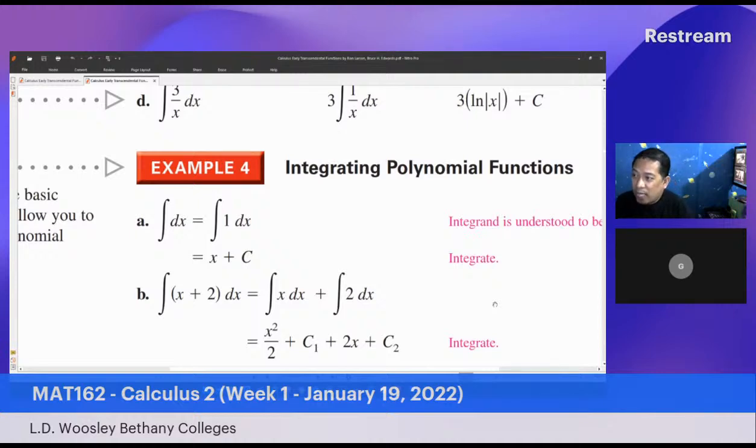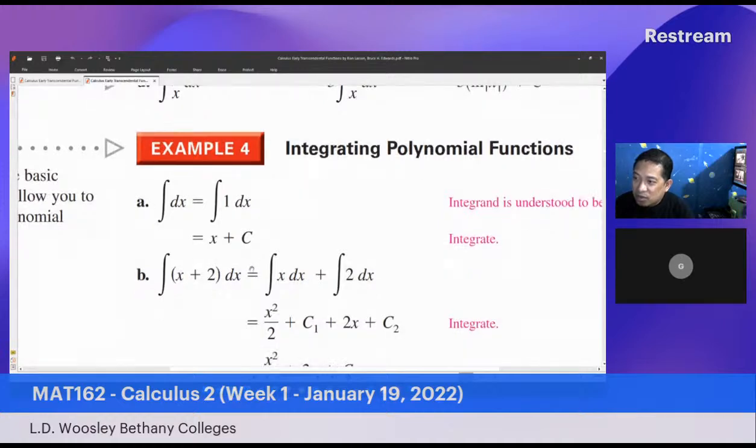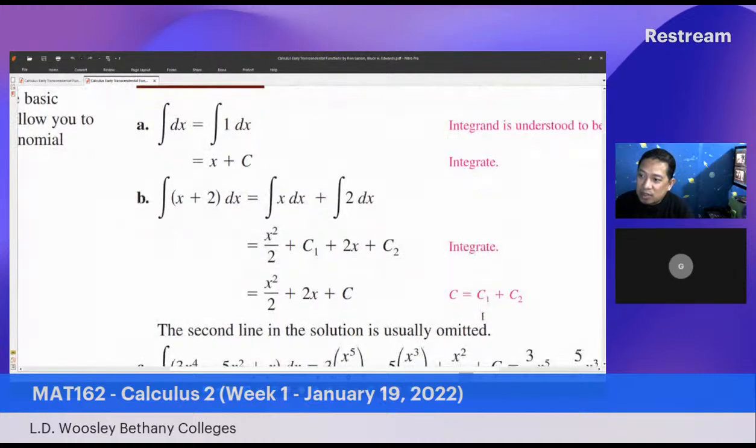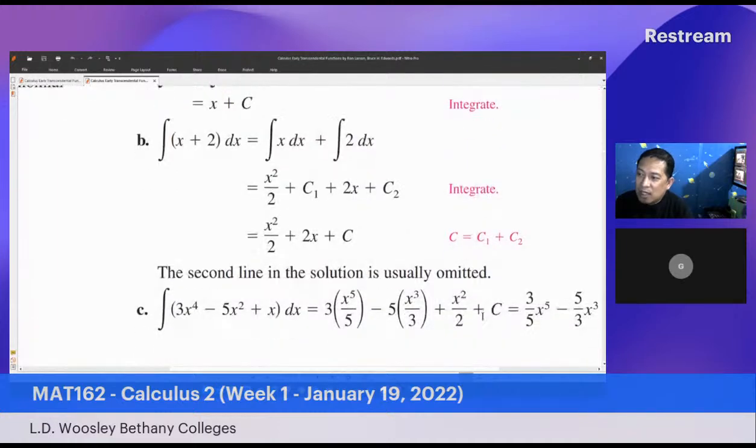Ayan, katulad nito, integral of x plus 2. Now, you could separate the integration. However, we produce two constants, integrate na natin yun. No? Integrate na natin yung constants. C sub 1 plus C sub 2 is equal to C. Okay, another one.